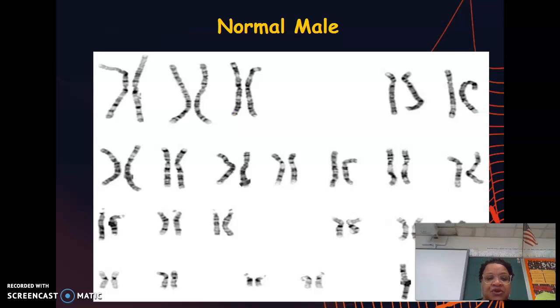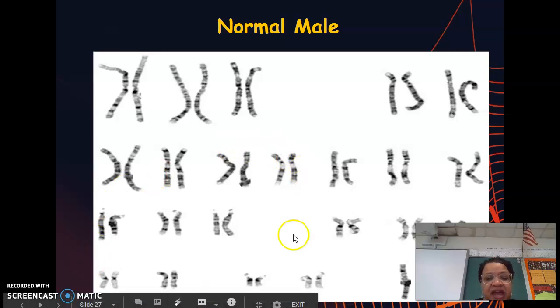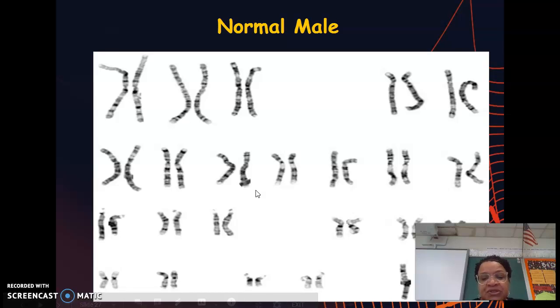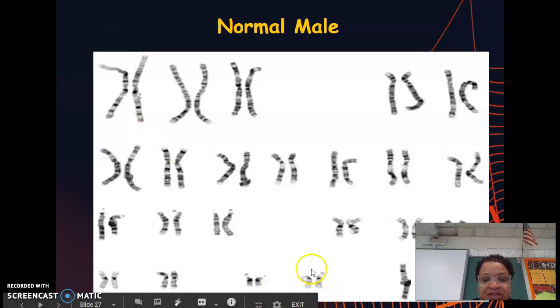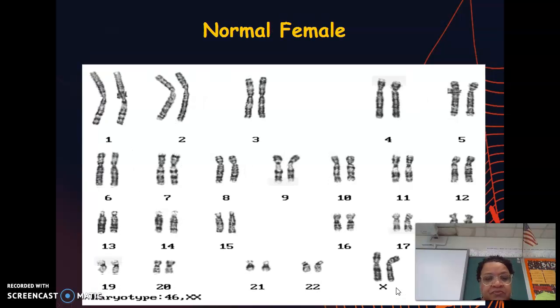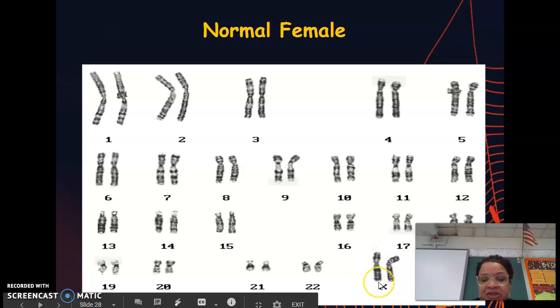And just for your information, this is called a karyotype. A karyotype is a picture of chromosomes taken during metaphase. It's in size sequence. This would be chromosome number 1. This would be chromosome number 22. And the 23rd pair gives you the sex of the individual. So this would be a normal male. This would be a normal female. She has 2 X chromosomes.